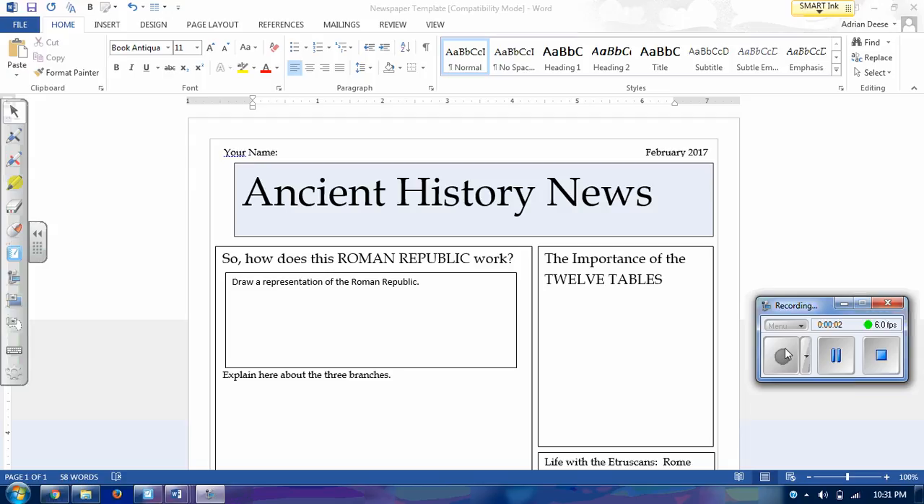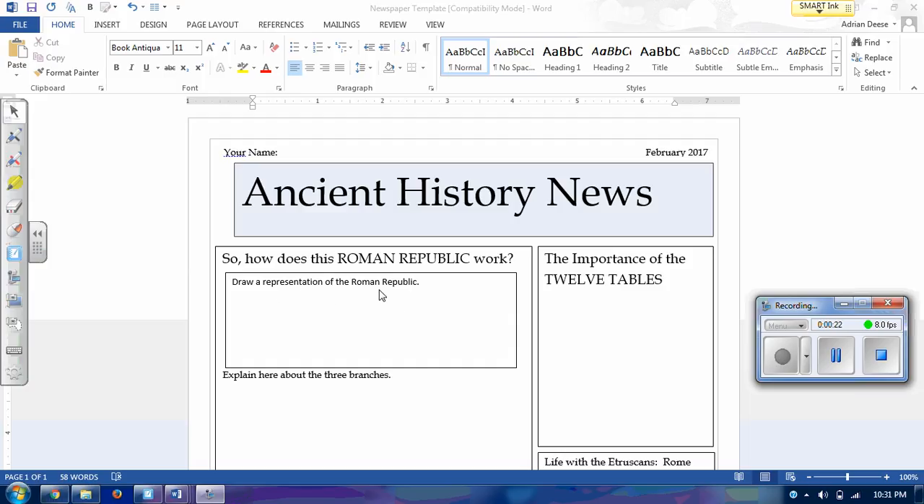So apparently we need to work a little bit more on the Roman Republic and how it turned into an empire. So I'm going to give you a rundown of these worksheets so that way you can go back and fill in the right answers. The first thing that I want us to look at is right here where it says, so how does this Roman Republic work? So it says, draw a representation of the Roman Republic.